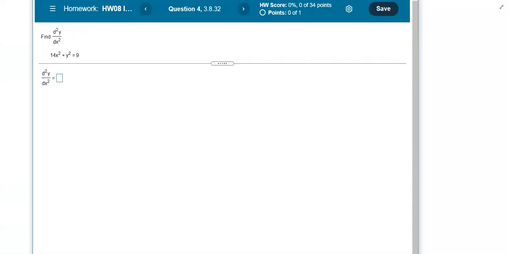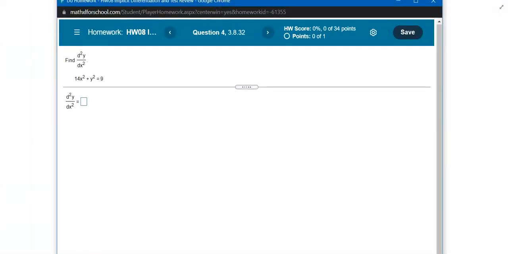And I noticed something that was kind of interesting with this particular example, and I don't know if this is going to show up every time that we see this style of question, or maybe it's just this particular example that was selected for us to use. But my new equation here is 14x squared plus y squared equals 9. So 14x squared plus y squared equals 9.